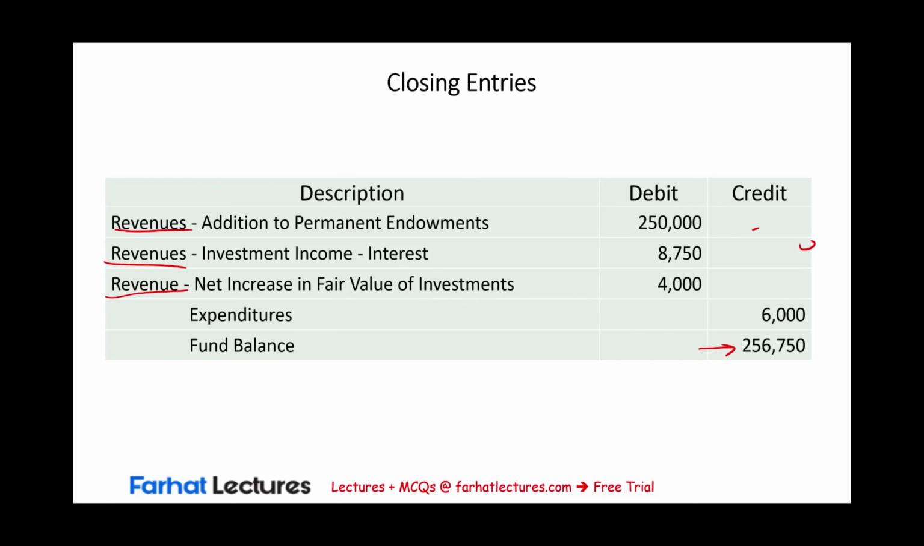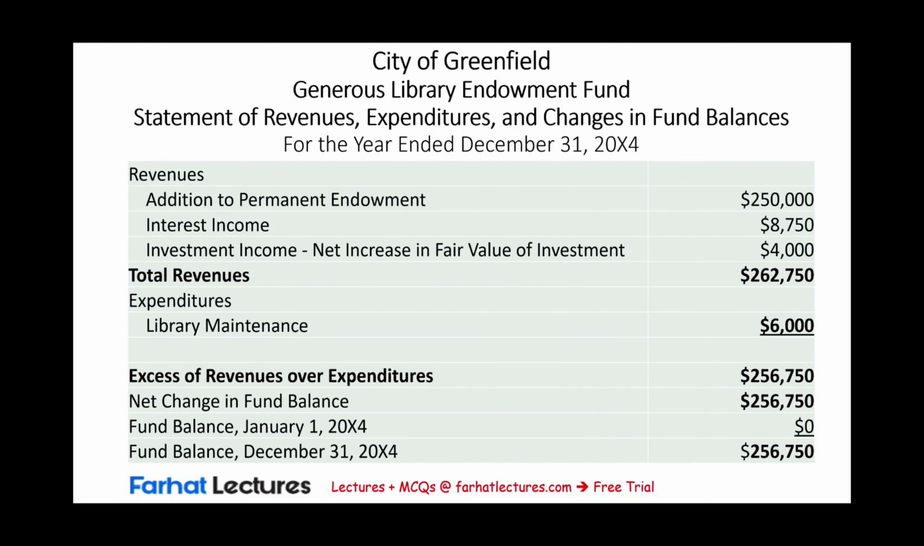Now let's show you first the statement of revenues and expenditure. Again, this is the equivalent of an income statement, but for permanent funds. Revenues, we have the addition, the interest income, and the fair value adjustment, total of 262,750. Expenditure, just for the library, that's the only thing that should be expenditure. This is excess of revenues over expenditure, quote unquote net income, 256,750. So this is the change in net fund balance. We started the year with 0, 256,750 plus 0 equals the fund balance, or in quote the equity of 256,750. This is the equivalent of the income statement.